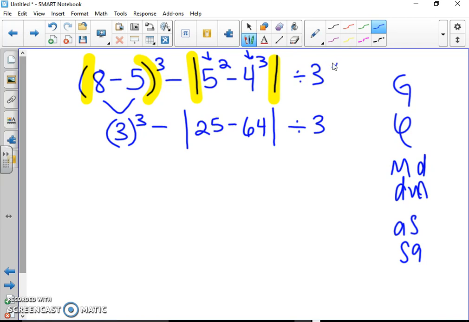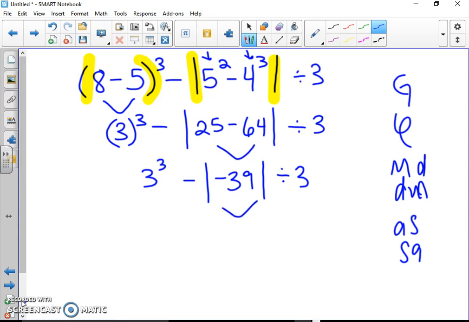Grouping symbols, we need to still take care of this absolute value. 25 minus 64 is negative 39. However, do not forget the absolute value symbols. We have not taken the absolute value yet. And then I've got 3 cubed over here. Okay. Still need to apply the absolute value. Well, the absolute value of negative 39 is just positive 39 divided by 3. This subtraction comes down, and we're left with 3 cubed up here.